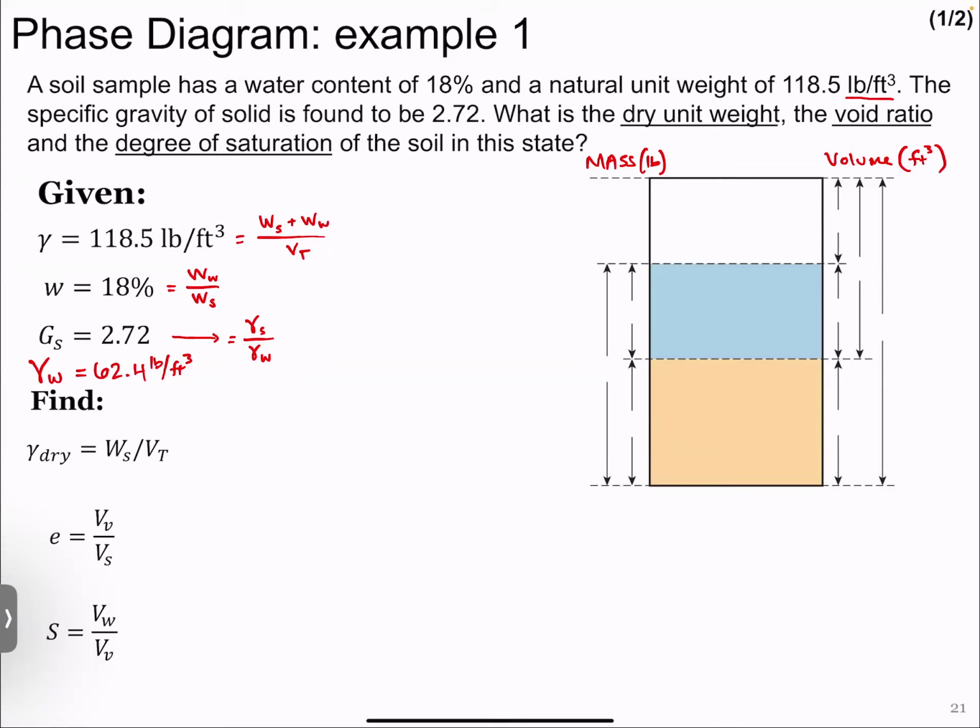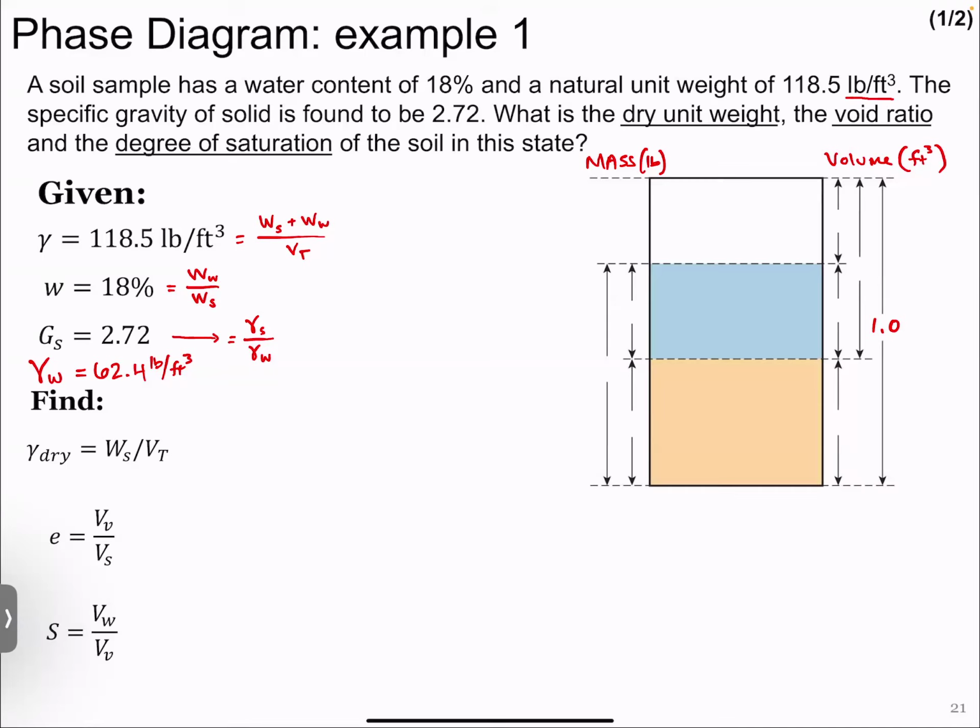Since we're not given a volume or a mass, but we are given the density, what we can do is assume 1 cubic foot of material that we're using. Because essentially that's what this density is telling us, right? We have 118 pounds divided by 1 cubic foot. That's what density is saying. So for the volume, we're going to use a unit value of 1 cubic foot.